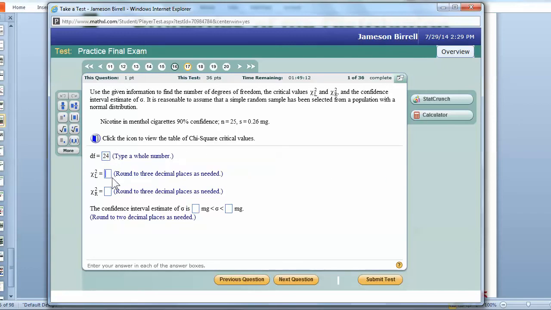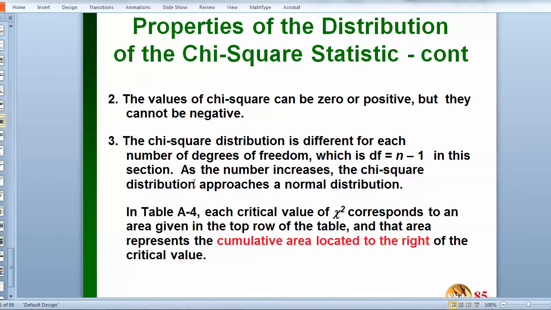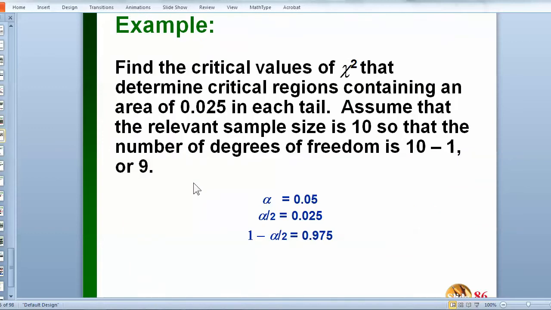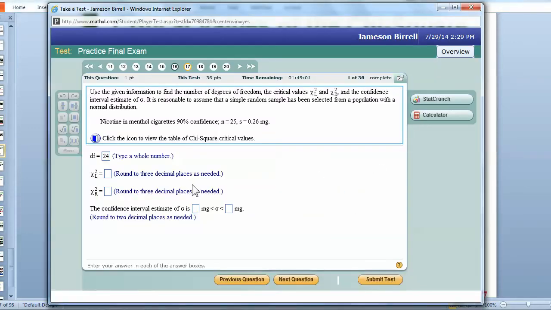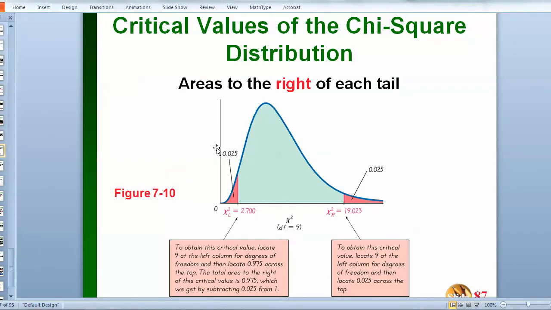The left critical value will be found by using our confidence level. Let me show you their example. Our confidence level is 90%. Their confidence level was 95%, so they ended up splitting the difference for the two tails and making it 2.5% in each tail. We're going to have a full 5% in each tail. So what we want to do is have 5% over here.